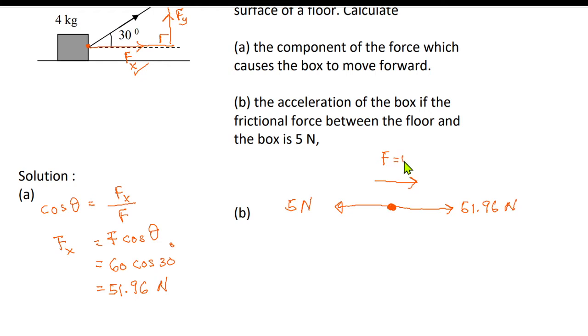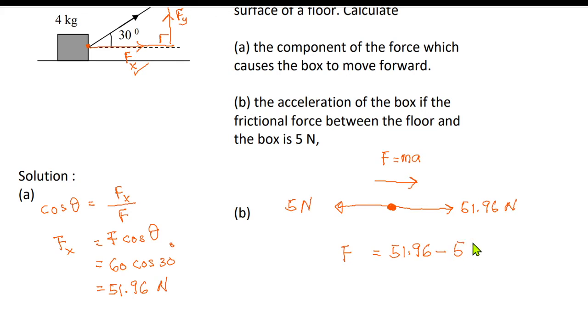But what is F equal to? F equals MA. What mass does this refer to? It's the mass of the object. In this case, the mass of the object is 4 kilogram. So let's write the equation. The net force for this system equals the force to the right, 51.96, friction to the left, so there will be a minus, so minus 5.